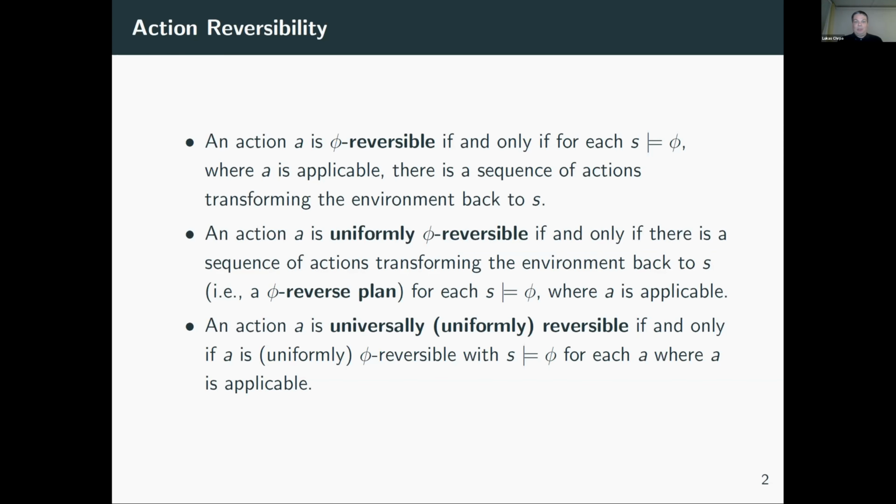The other notion is uniform phi reversibility, and the difference is that we just swap quantifiers. So here we are looking for a sequence of actions, transforming the environment back to the state S for each state S that entails phi in which the action A is applicable. And lastly, we are talking about universal reversibility, and the action is universally uniformly reversible if it is uniformly phi reversible for basically each formula phi in which A is applicable.